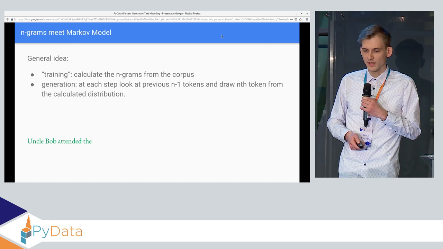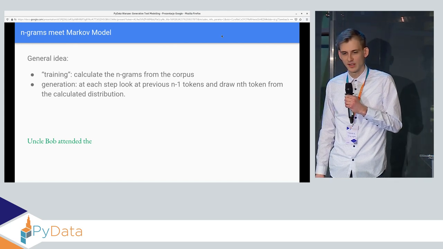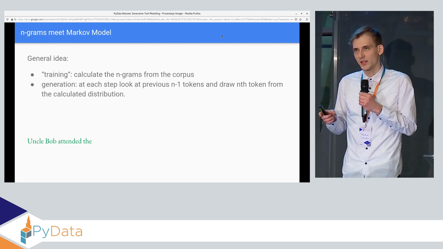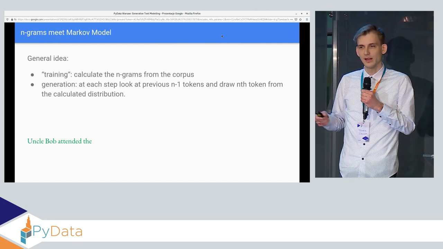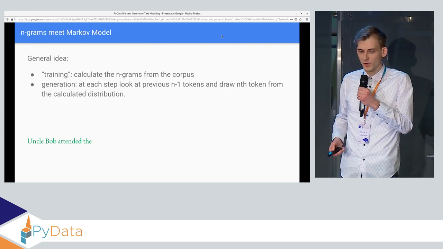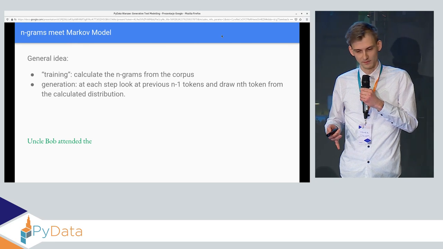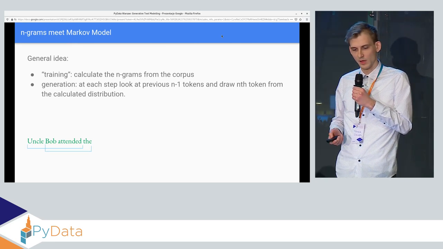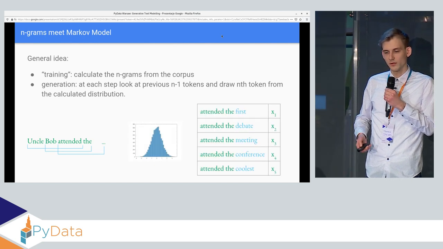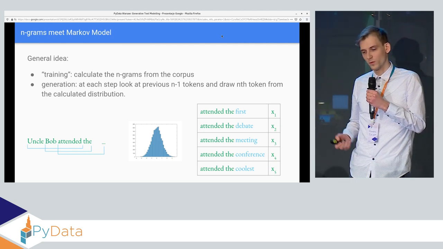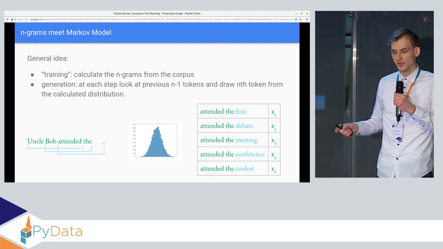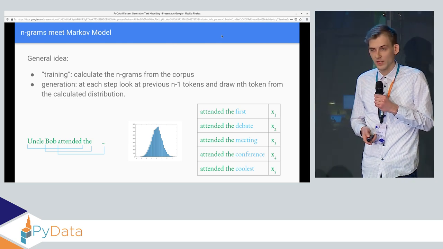Some kind of natural language processing is the Markov model being fed with the n-grams. So the general idea is super simple. You basically feed in the data, you calculate the n-grams and their counts of occurrences. And later at the generation step, I can use the example that I have just crafted. So we have an example, Uncle Bob attended the. We have a sliding window, the sliding window moves, and we want to generate the next word. So we basically look at the n-grams, n minus 1 grams, with the prefix attended the, and we look at the counts of occurrences, there's a distribution, and we sample from it, and we have a next word.